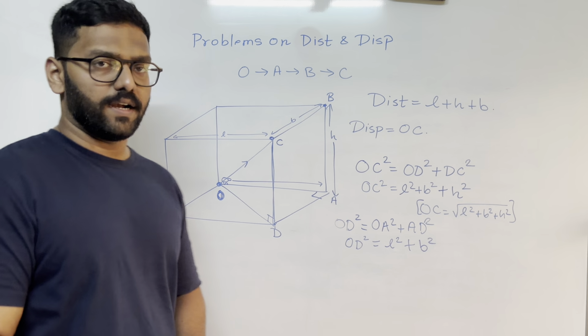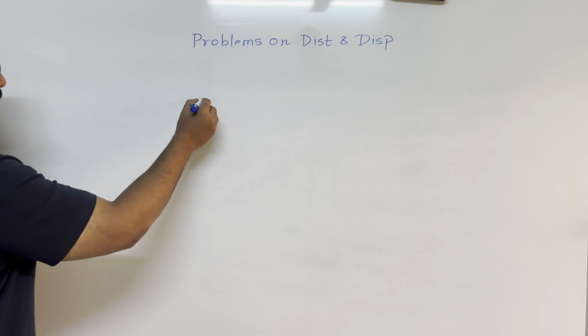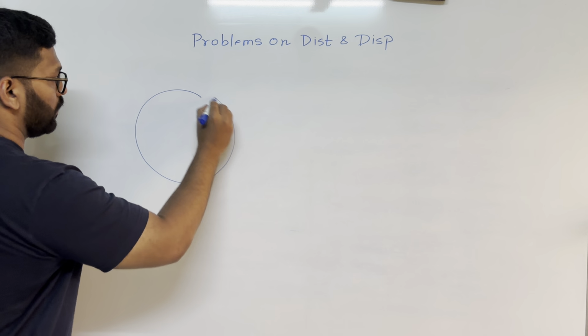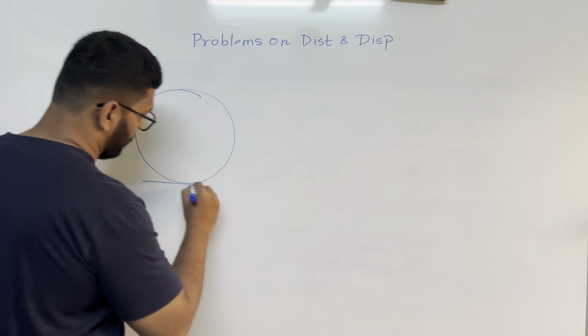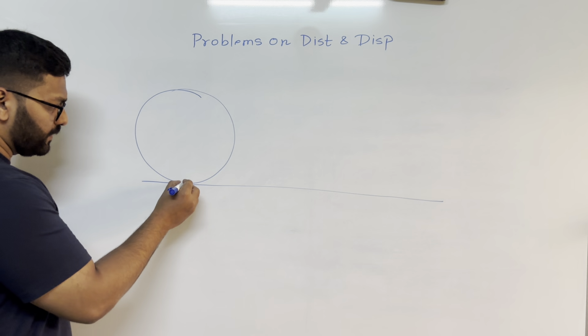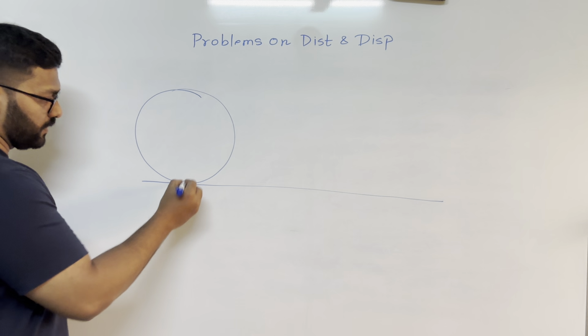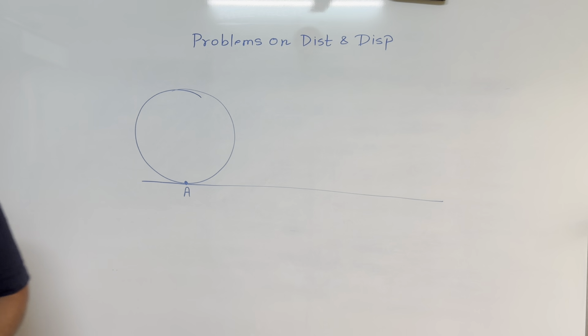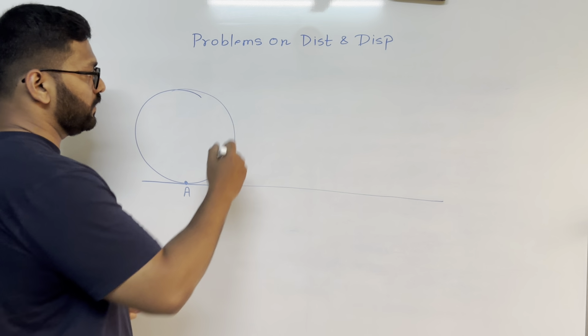Okay. Let's look at the next question. There is a wheel over here, and this is a ground or a road, whatever it is, and this is a point which is in contact with the ground. This is the point of the wheel in contact with the ground. Now what happens? The wheel rolls forward like this.